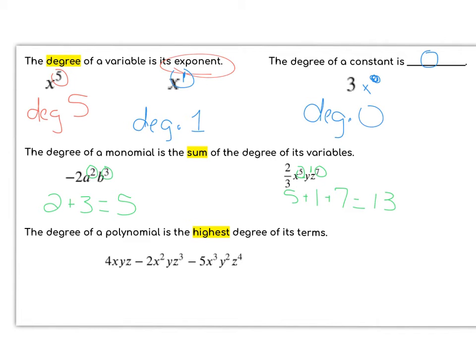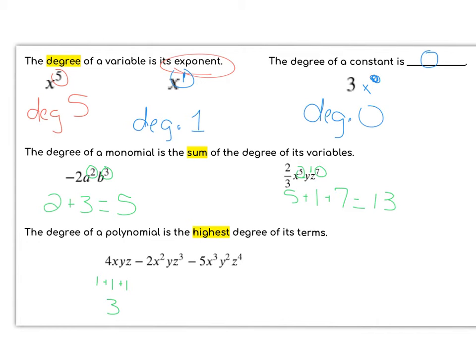So if you're looking at a monomial to find its degree, you add up all the exponents. Then finally, when you're looking at a big old scary polynomial, this is a monomial and a monomial and a monomial, you find all three and you take the highest degree, okay? So this first term has a 1 and a 1 and a 1, right? Because x to the first, y to the first, z to the first. So it has degree 3.